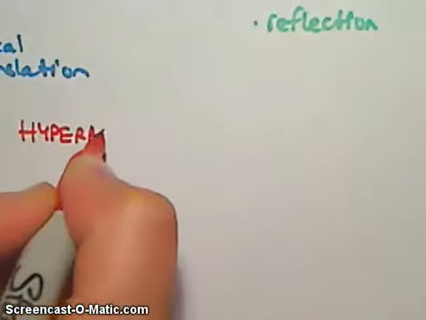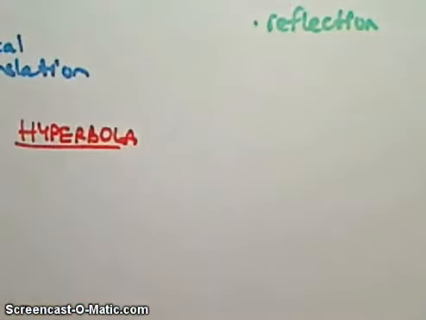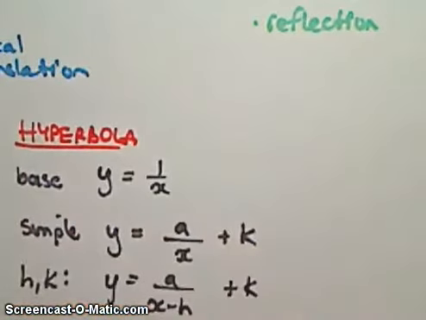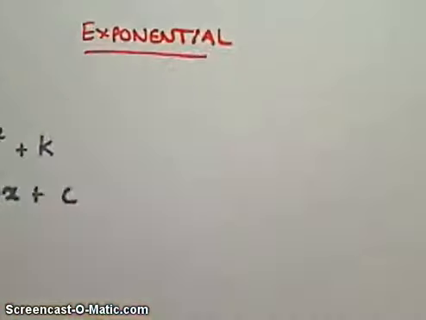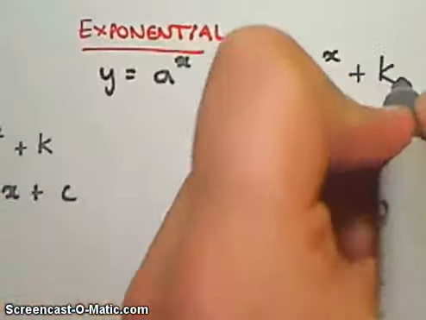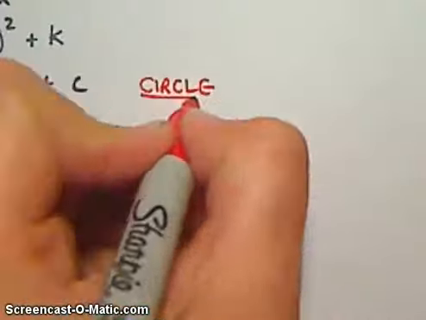All the other values and all the other variables, the a's, the h's and k's, do the same thing, just by different amounts. Here's the hyperbola, y equals 1 on x, simple form, dilate or reflect and move it up or down, h k, add a horizontal translation. Exponential, we're only going to look at the simple, and then we're going to have the simple version where we can vertically translate that as well.